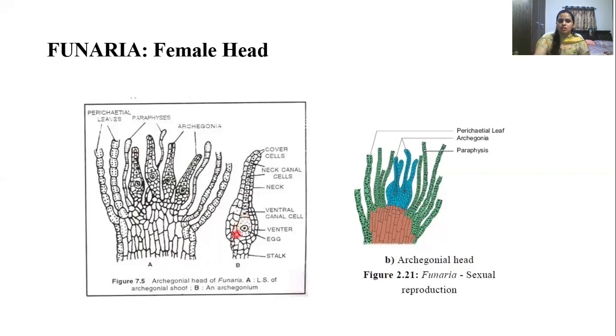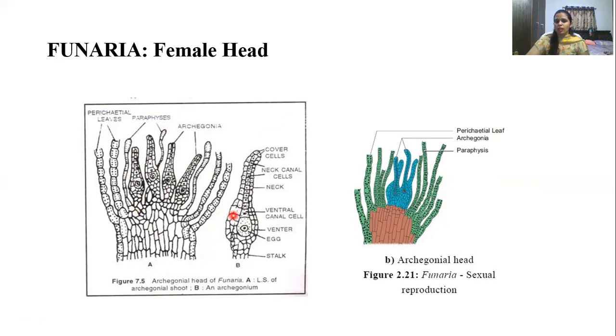Now this zygote is diploid in condition, and it will undergo further mitotic divisions, and after this mitotic division it results in the formation of a diploid sporophyte. So the diploid sporophyte is produced, and the food, whatever is produced in the sporophyte, is present within the venter, and it consists of a seta and the capsule. The sexual reproduction in the case of Funaria is oogamous.